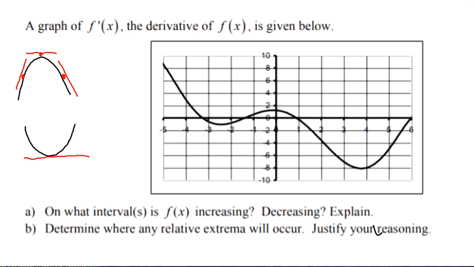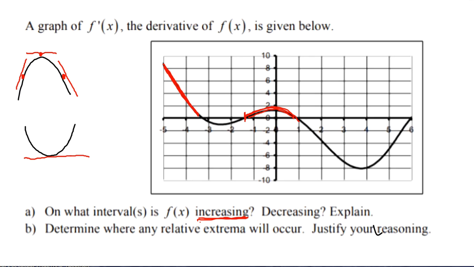All right, so on this particular graph right here, it says on what intervals is f of x increasing. This is the graph of the derivative. The original function is increasing when the slopes of the tangent lines are positive. So in other words, when your derivative is positive. So if we just highlight the areas where your derivative is positive, that would be in those areas.